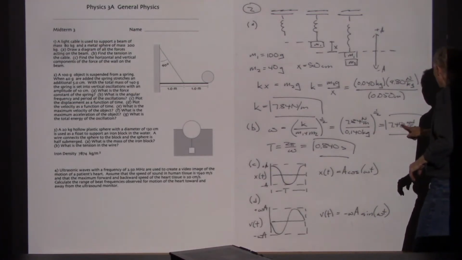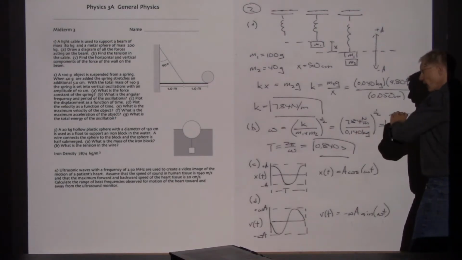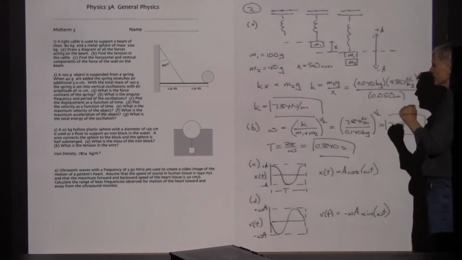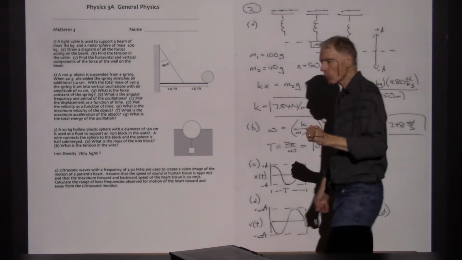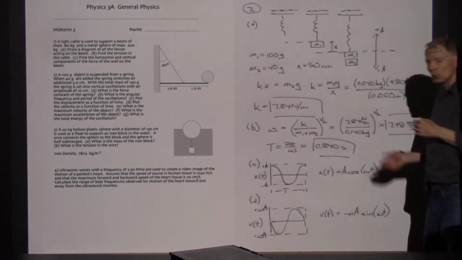Now this is 7.48 radians per second. Now they ask about a period, and I always think that's really good to do. So I convert it into a period, and it says each cycle is taking 0.840 seconds. In C and D, they said do some graphs.